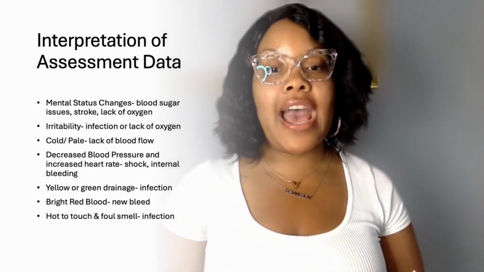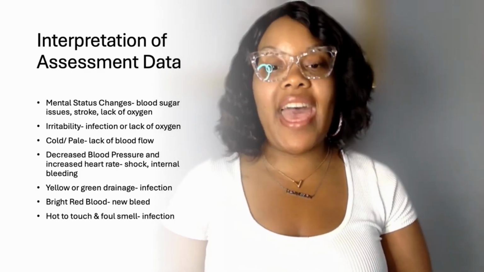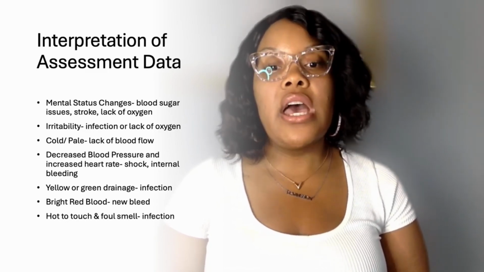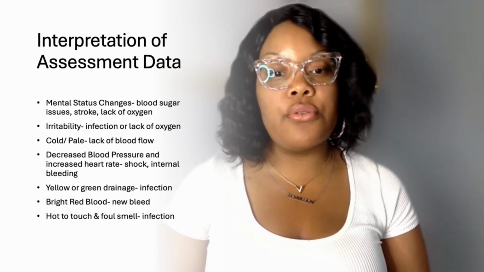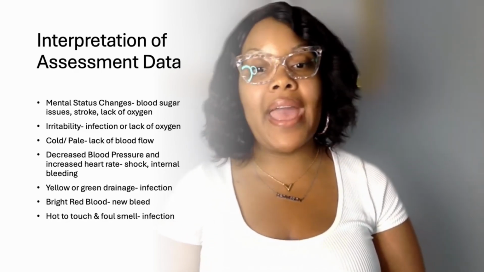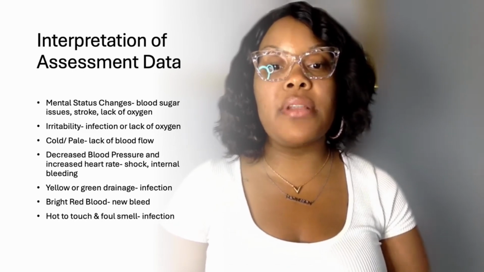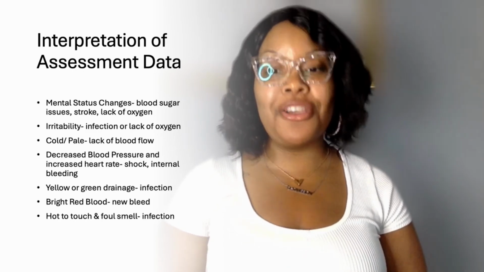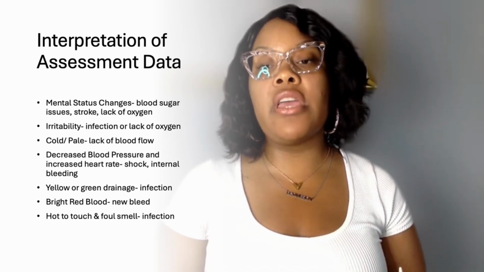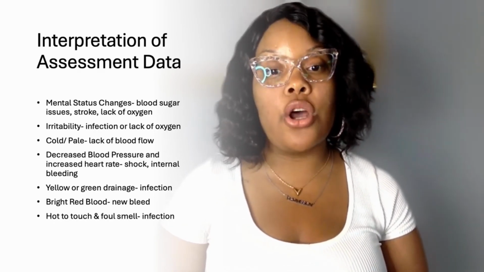If your patient is now dealing with irritability when they weren't before, that can show a lack of oxygenation and infection as well, especially in the elderly. If you see that the patient's limb is cold or pale, that's an indication of possible lack of blood flow. If a patient has decreased blood pressure and increased heart rate, that could mean they're in hypovolemic shock, or that the patient has some internal bleeding going on.